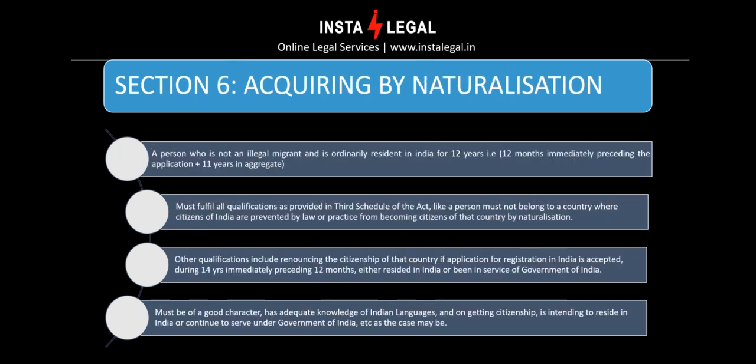And then there is Section 6 of the Citizenship Act, which demarcates the what and who's of acquiring Indian citizenship by way of naturalization. Anyone can acquire citizenship if they are ordinarily a resident of India for 12 years, throughout 12 months preceding the date of application and 11 years in the aggregate, and fulfill other qualifications as stated in the third schedule of the Citizenship Act, like that person must not belong to a country where citizens of India are prevented by law or practice from becoming citizens of that country by naturalization.